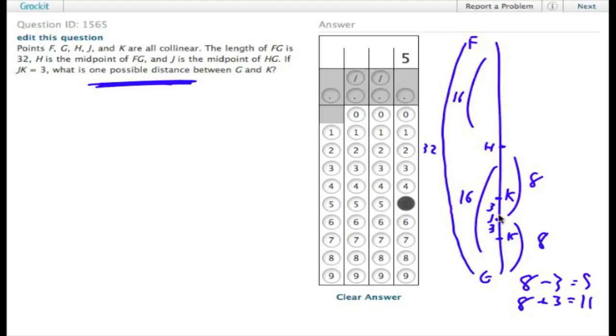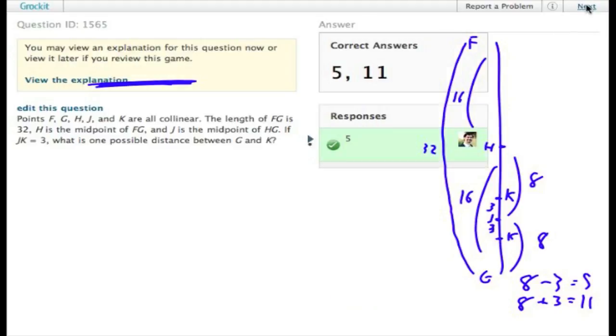It doesn't say what side it's on, so it could either be above J right there, or it could be below J. Either way, you just subtract or add 3 to the distance between J and G right here, which we've determined is 8, since we keep finding all these midpoints. 32, 16, 8. Let's go ahead and choose 5, make sure we're correct. And we are.